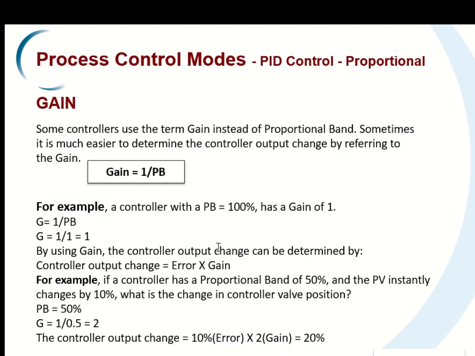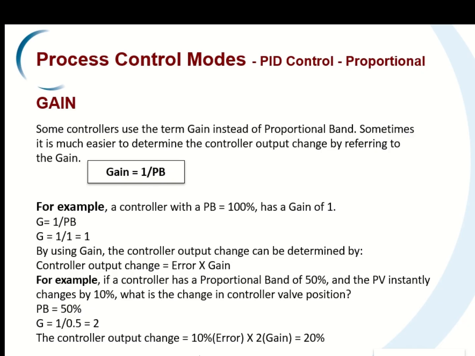For example, a controller with a band of 100% has a gain of 1. So gain of 1 by 1 PB. PB is proportional band, and so gain is 1. So by using gain, the controller output change can be determined: controller output change is equal to error times gain.